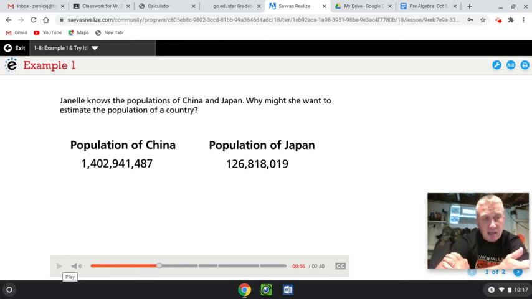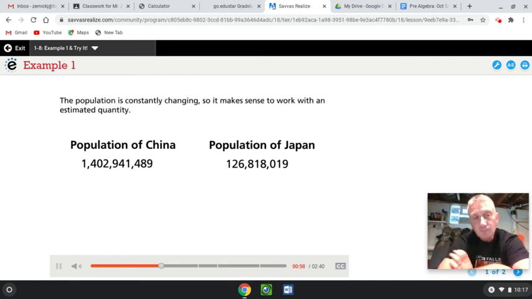And as you can see, these two numbers that we're looking at, the population of China and the population of Japan, are pretty big numbers. So when you take a look at these pretty big numbers, we're going to show you a nice, easy way that we can very quickly compare those two. The population is constantly changing, so it makes sense to work with an estimated quantity.